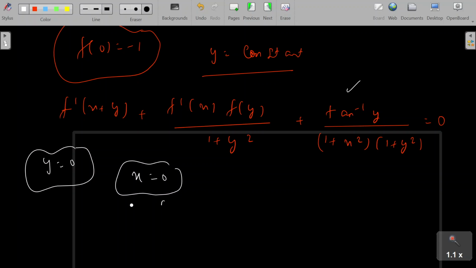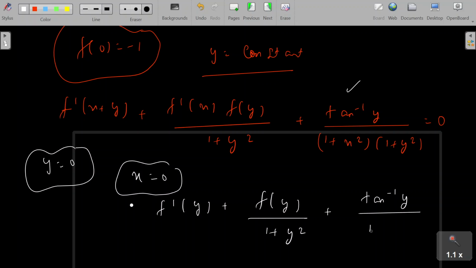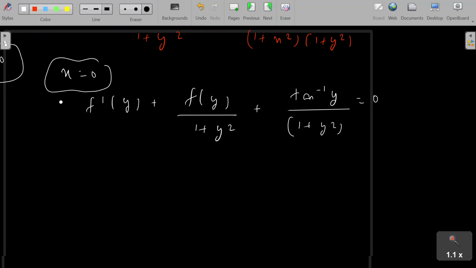So what's going to happen: f'(y) + f'(0) = 1, that implies f(y)/(1 + y²), because f'(0) is 1 plus x is 0, that implies plus tan inverse y, x is 0, that implies 1 + y² equal to 0. Now it is clearly a linear differential equation. Okay, fine. So what you can do at this step is rearrange the terms, dy by dx.